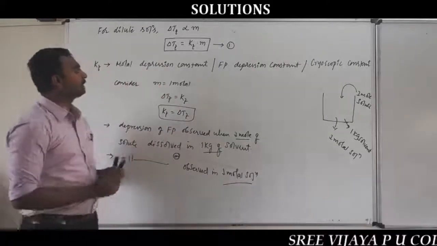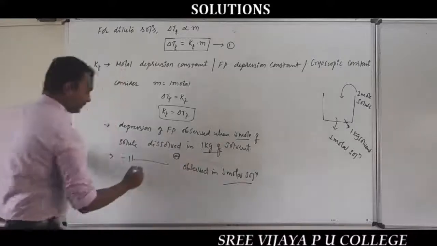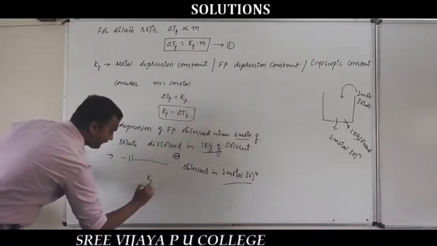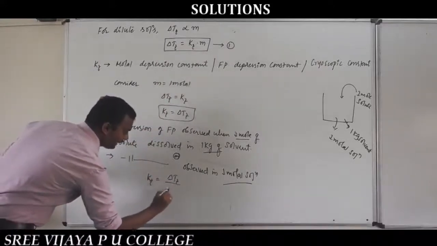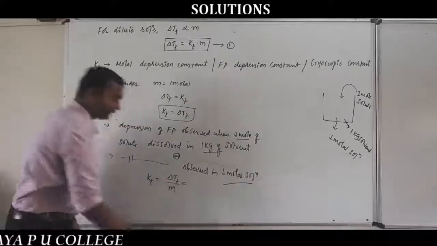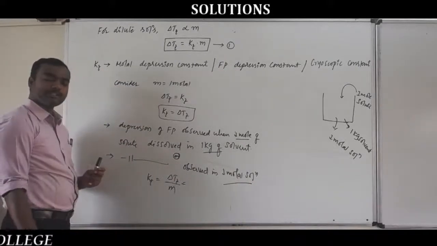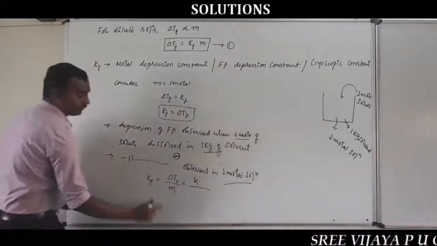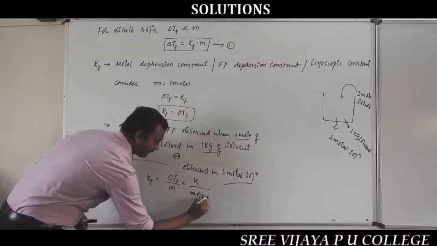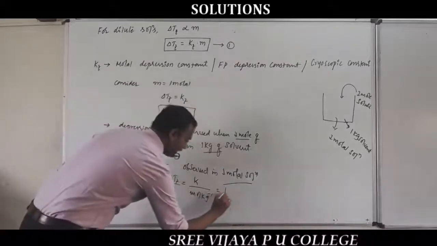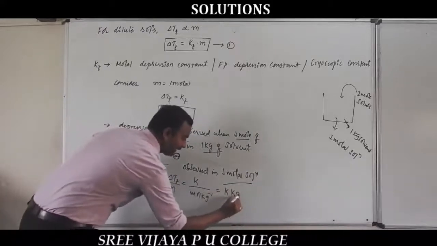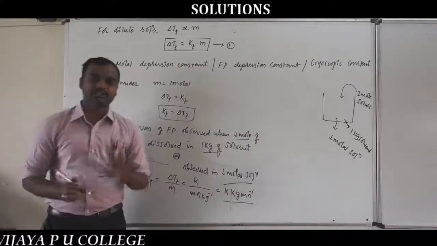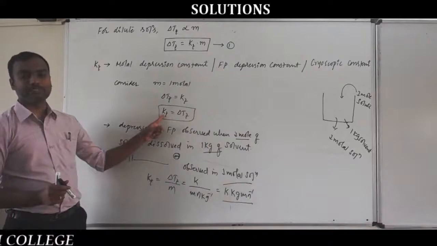Now, the unit of KF. To derive the unit, delta TF is equal to KF into m. Therefore KF is delta TF divided by m. Delta TF is the depression of freezing point, which is a temperature, so the unit is Kelvin, divided by molality, which is mole per kg. So the unit is Kelvin kg per mole. Kelvin kg per mole is the unit of KF, the molar depression constant.